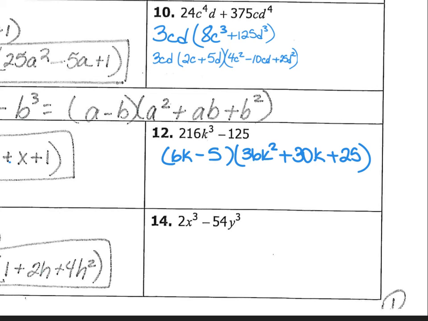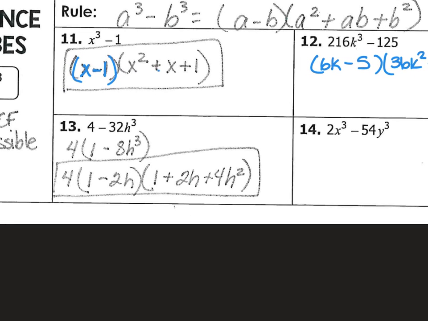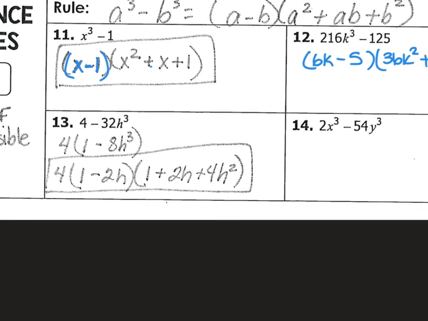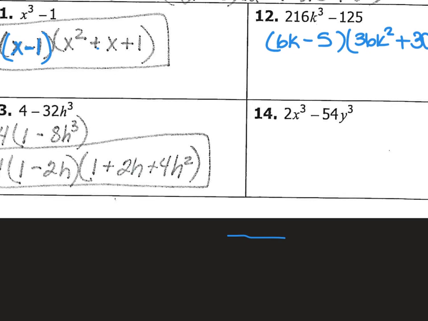Okay. Number 13 is done for you. So 13, very similar. This time the variable's at the back. That doesn't really matter. The process is still the same. I did factor out a GCF of 4 first. Okay, now let's look at 14. So 14 also has a GCF, and our GCF here would be 2, because these are both even numbers, so I'm going to factor out a 2. So I've got 2 parentheses x to the third minus 27y to the third, so that's step 1.